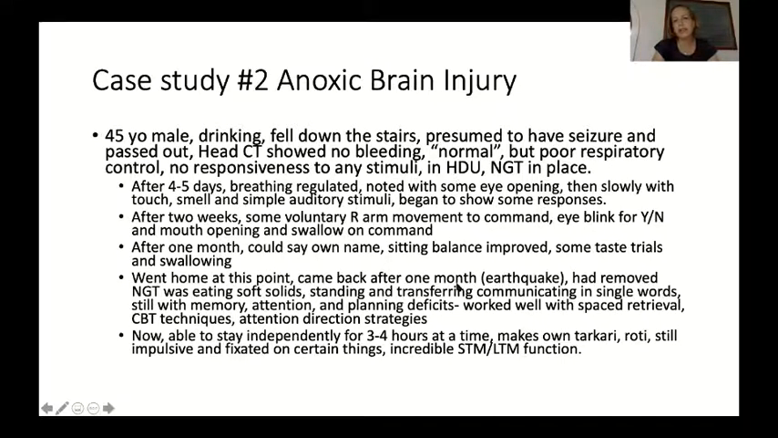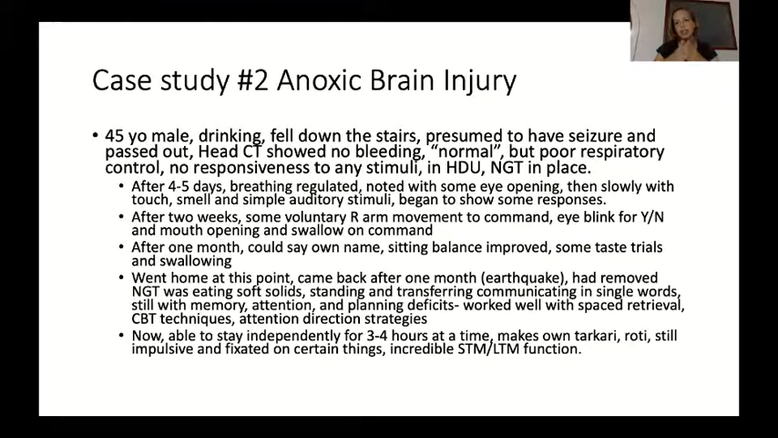So now this is, well, goodness, it's been 5 years since the earthquake, hasn't it? So now at the 5 year mark, he's able to stay independently by himself. He's not able to work, but he is able to stay home while his wife works. He makes his own takari roti in the morning. He still is very impulsive and he still is very fixated on things.